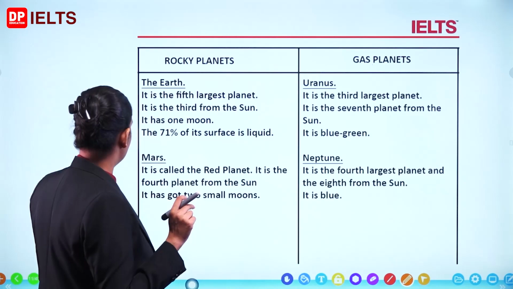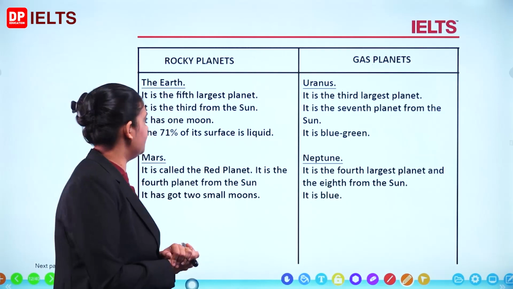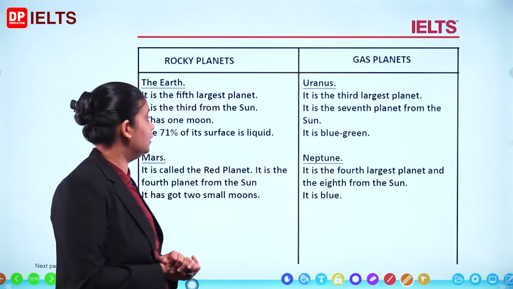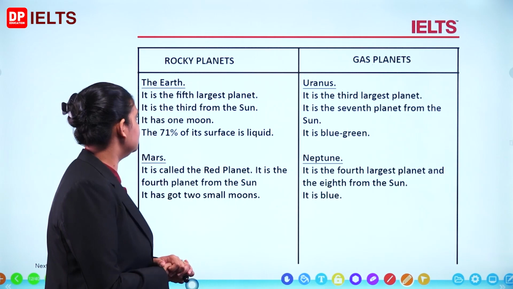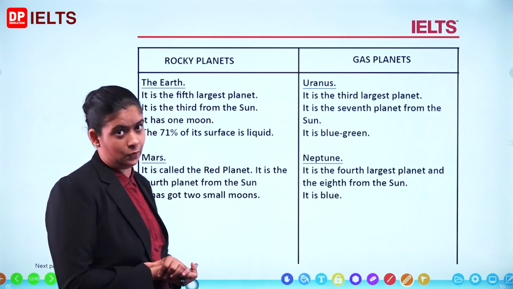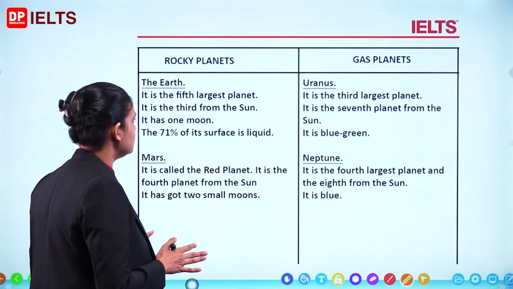Yes, the Earth. It is the fifth largest planet. It is the third from the sun. It has one moon. The 71% of its surface is liquid, okay? So, I don't see any colors really given for Earth, so I would just leave it as it is, right?